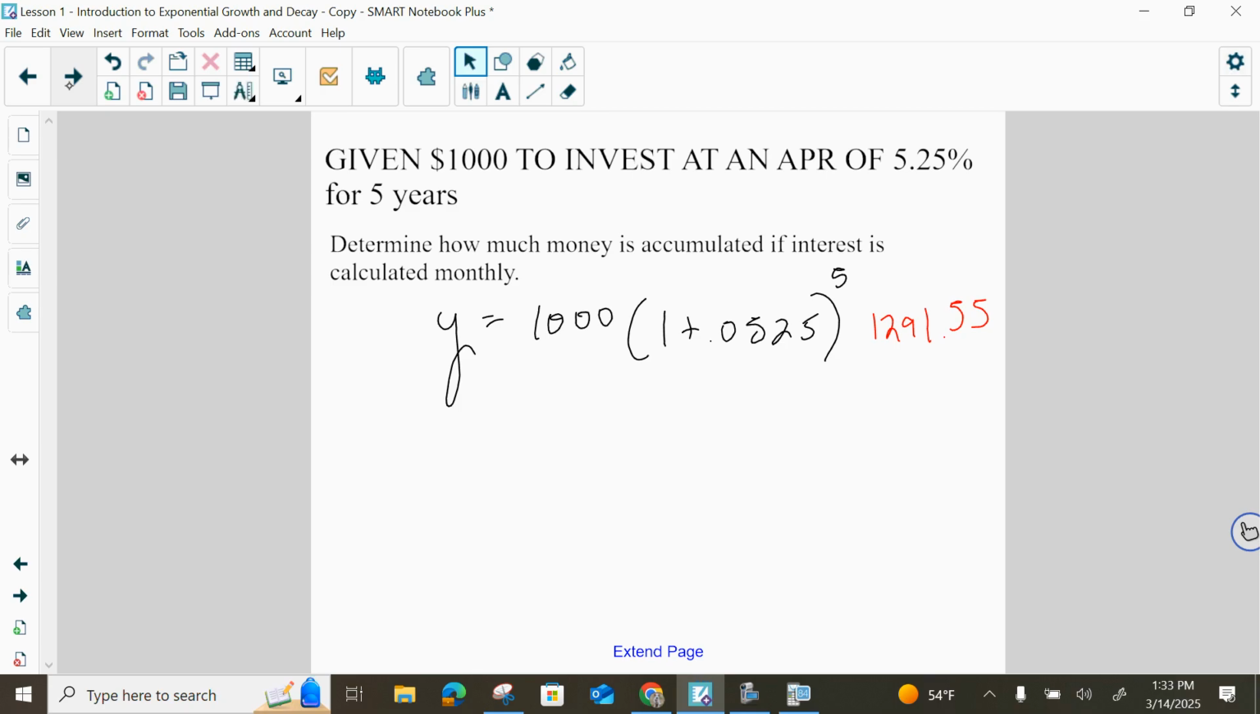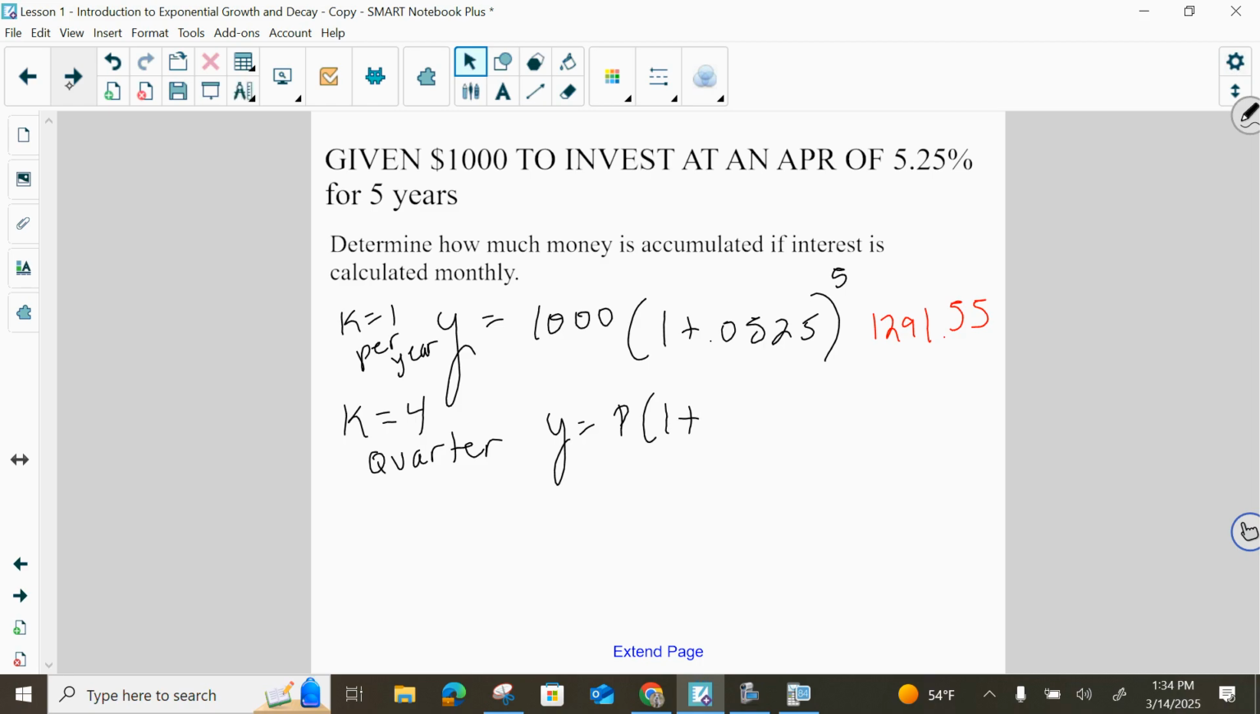So now you shop around, right? And maybe another bank says, well, I want you to invest your money with us. I'm going to give you interest per quarter instead of per year. So that's the new formula. That's going to be y equals p, 1 plus r over k to the kt.